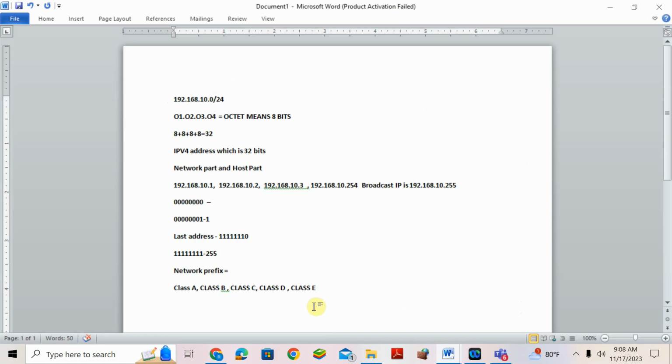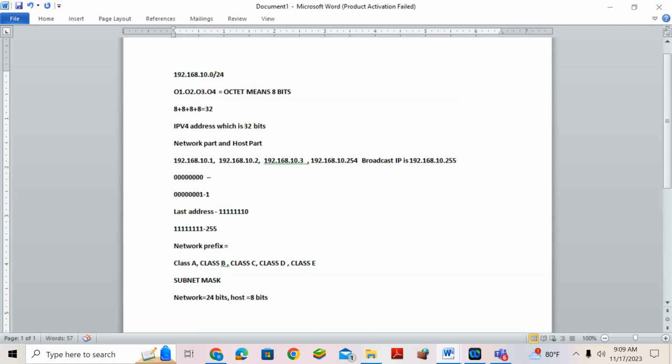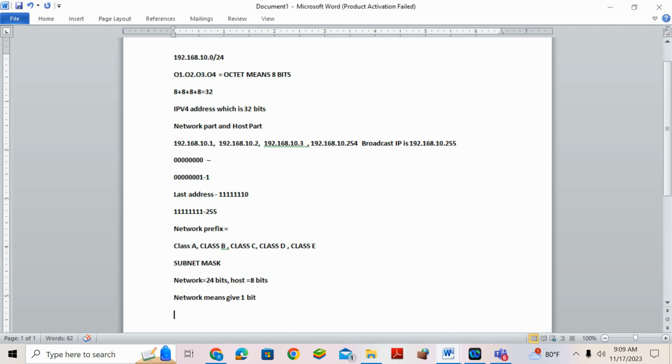Okay, now what is the subnet mask? Subnet mask means the number of network bits. So here I told you 24 bits are network, right? So what I will do, I will write: network equals 24 bits, host equals 8 bits. Okay, how do we calculate the subnet mask? For network, give the bit value 1. Host means put 0.